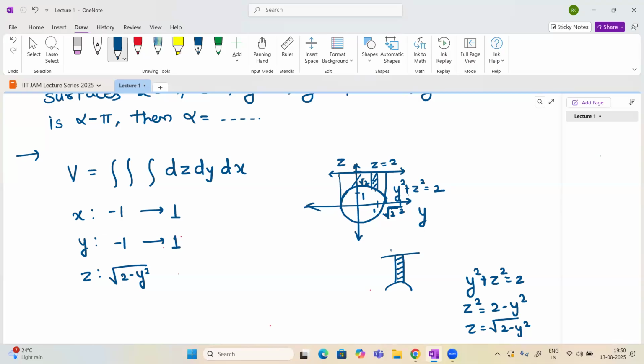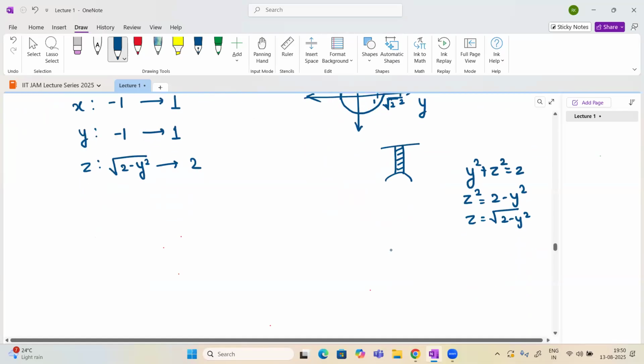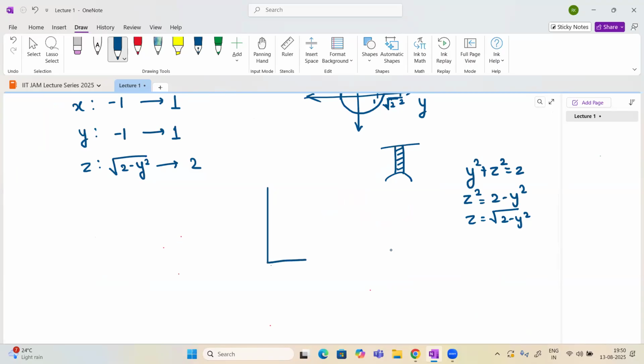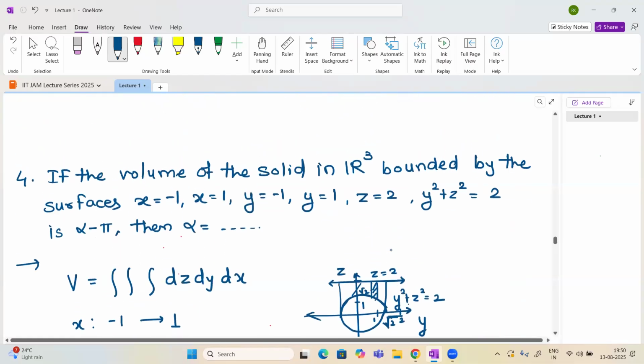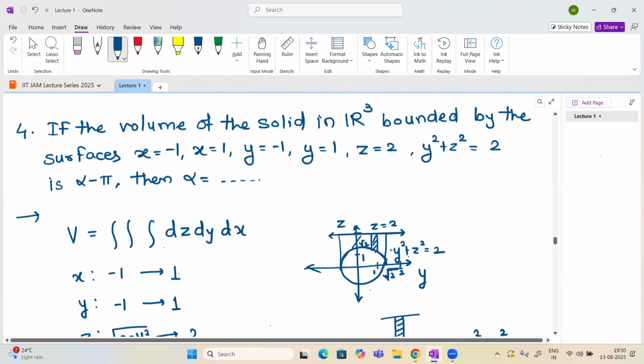So now z is equal to root of 2 minus y square bounded below, and bounded above by z is equal to 2. Getting the point? Yes. Okay, so let us talk about the region in 3D now. This is Z axis, this is Y axis and this is X axis. So they have mentioned the region is bounded by x is equal to -1, x is equal to 1, y is equal to -1 and y is equal to 1.